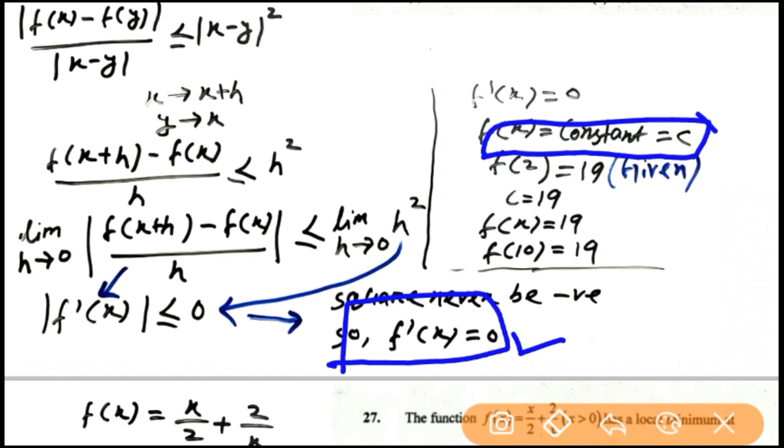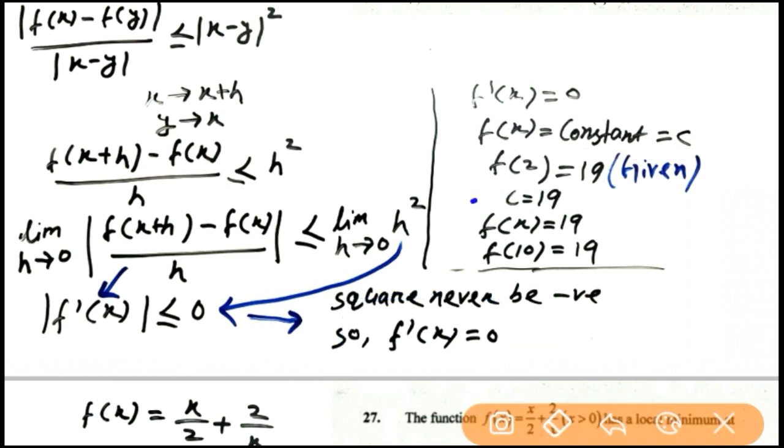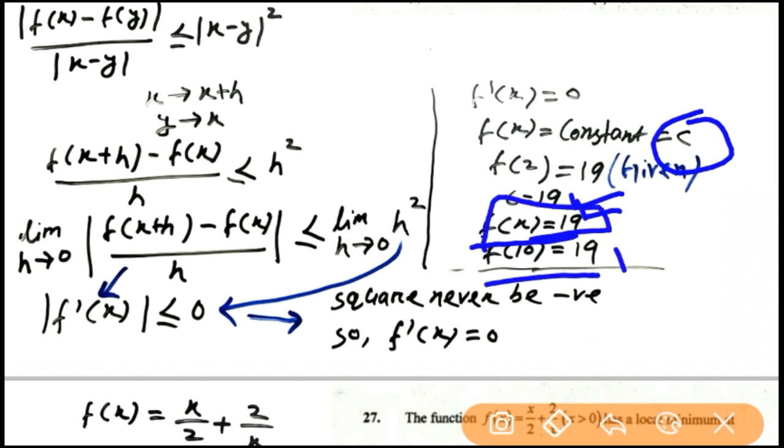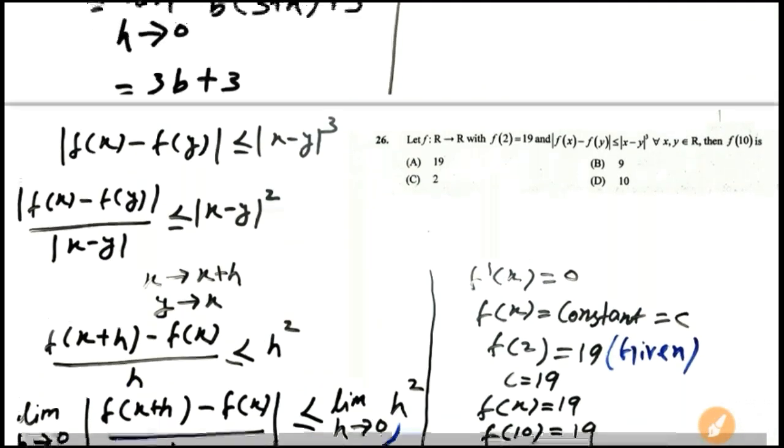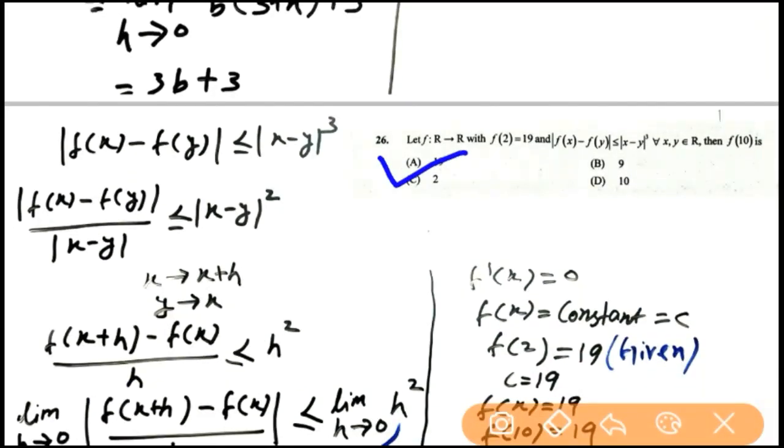So we will take c as a constant. It is given that f of 2 equal to 19. That is c equal to 19. So that constant function is 19. So f of x equal to 19. Similarly, we can find f of 10 equal to also 19 because this is a constant function. So 19. Option number A is the correct answer.